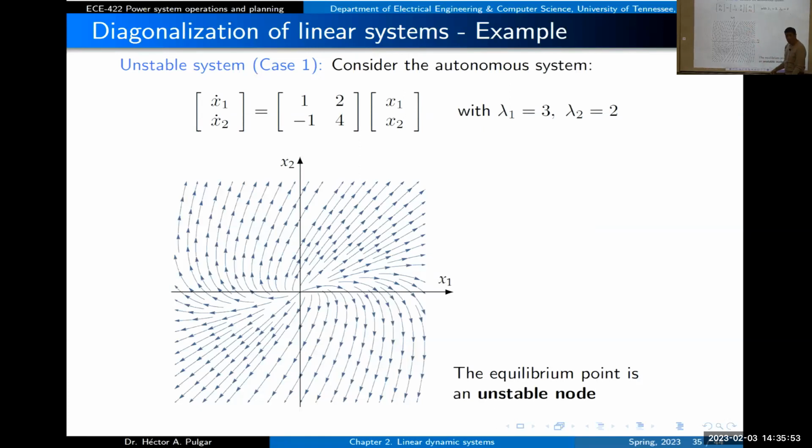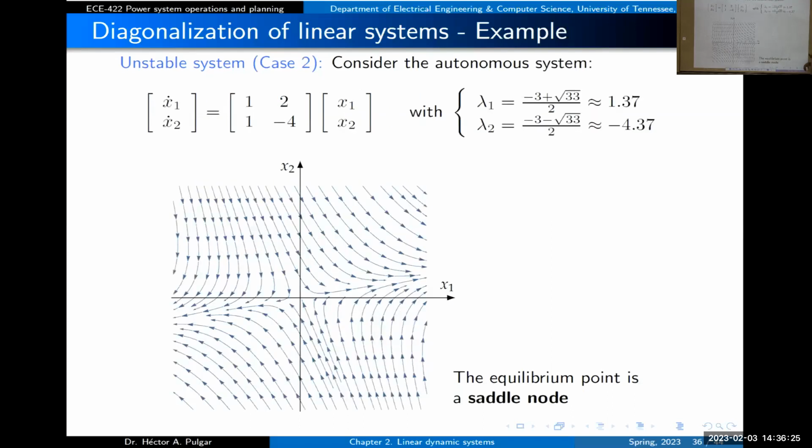This is also a node because there is no oscillation here whatsoever. You have the space divided by the two eigenvectors. Can you observe where an eigenvector is here? I can see one somewhere right here, right? So that's an eigenvector. If you are along that eigenvector, you start on that line, you will be pushed through that eigenvector to infinity. That's another behavior.